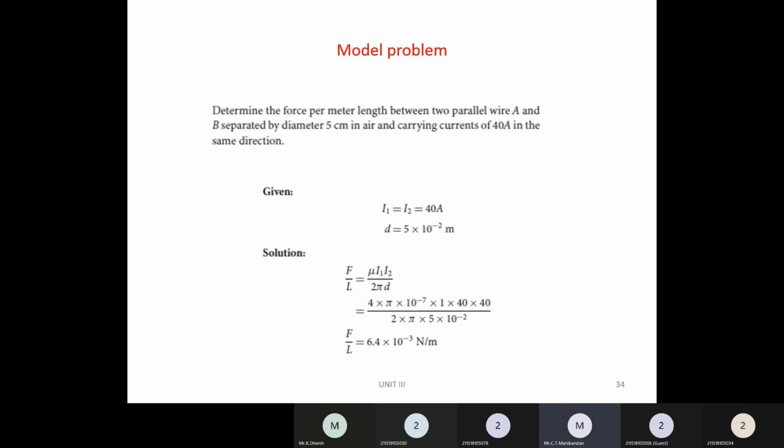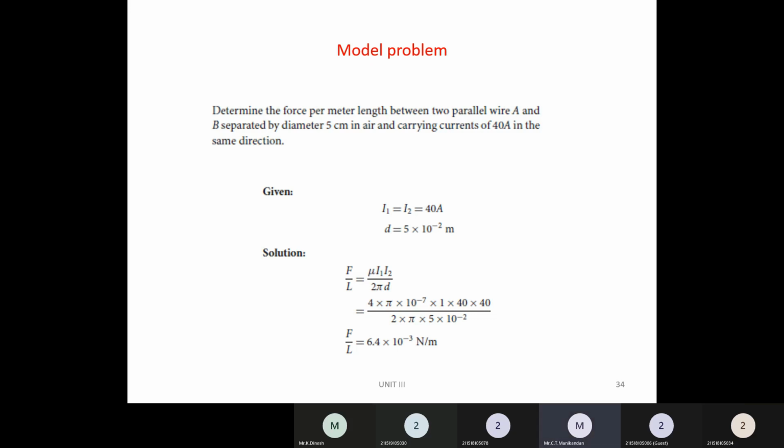Then the thing you can see is the force per meter length of parallel wires. We have two parallel wires A and B. What is the force per meter length? The given distance is 5 centimeter, actually the distance and the diameter, a printing mistake we have. The current carrying conductors have 40 amperes in the same direction.